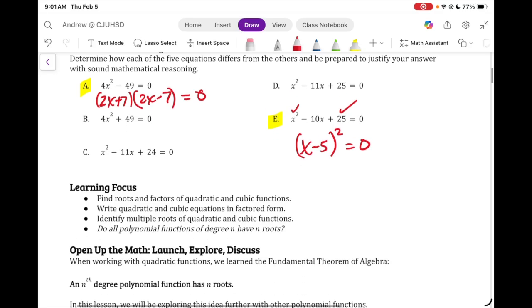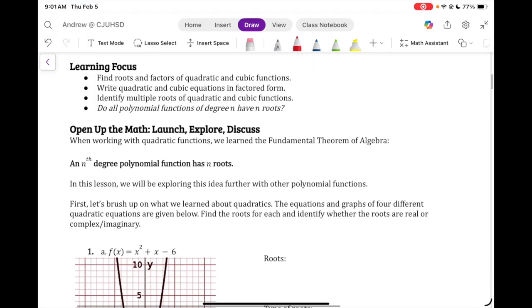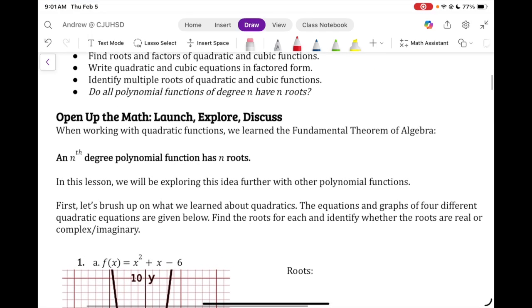But let's move on. We're going to talk about something called the fundamental theorem of algebra. The fundamental theorem of algebra was introduced in Integrated 2. And here's a short statement of it. It's not the official statement, but it's sort of the gist of it. An nth degree polynomial function has n roots. What that means is whatever your highest exponent is, that's basically how many answers to an equation you're going to have.